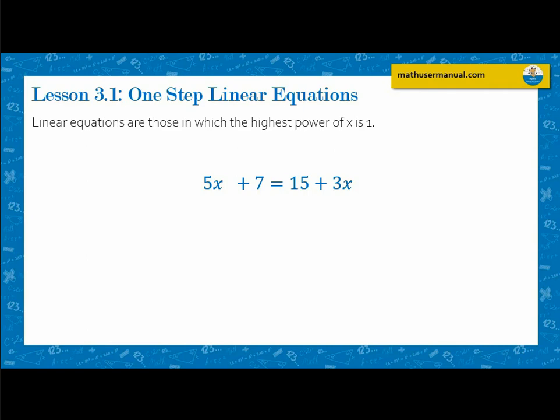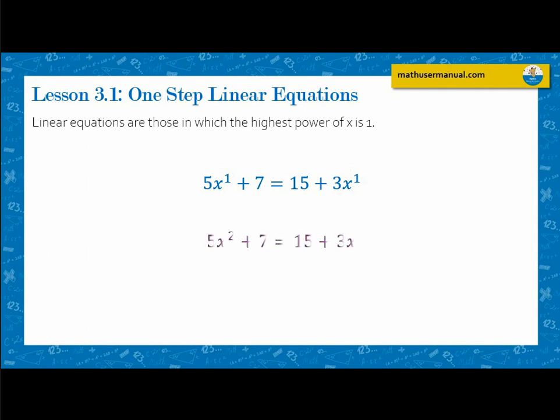Like in this example. Remember, when an x or any number doesn't have an exponent, the default exponent is a 1. So we can write here a 1, and that makes this a linear equation because the highest exponent we have for x is 1. So that's how we can identify linear equations: when the highest exponent of x, or any variable, any letter that we have in the equation, is 1.